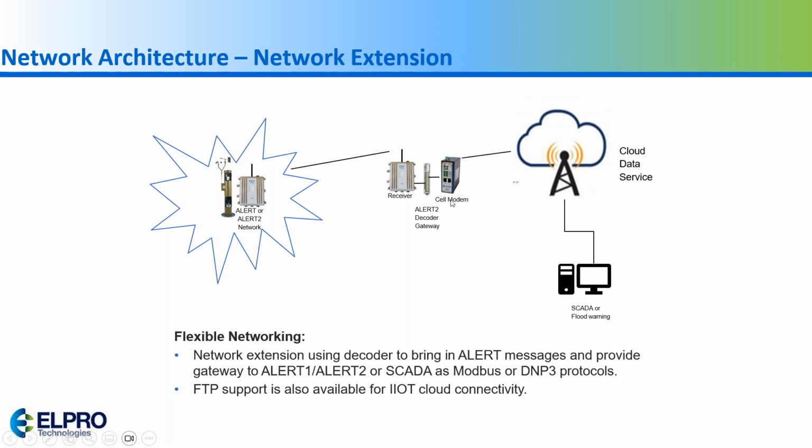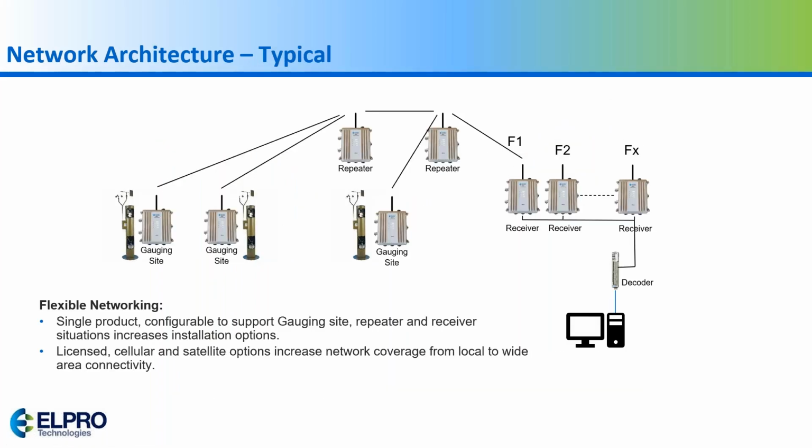And as I show here, I have a modem, but these 3 pieces of equipment is what's required for a system. But you can get into a large system, have multiple gauging sites, repeaters, receivers, and then have multiple decoders across your system. And as I mentioned before, 65,000, so it can be a large system.